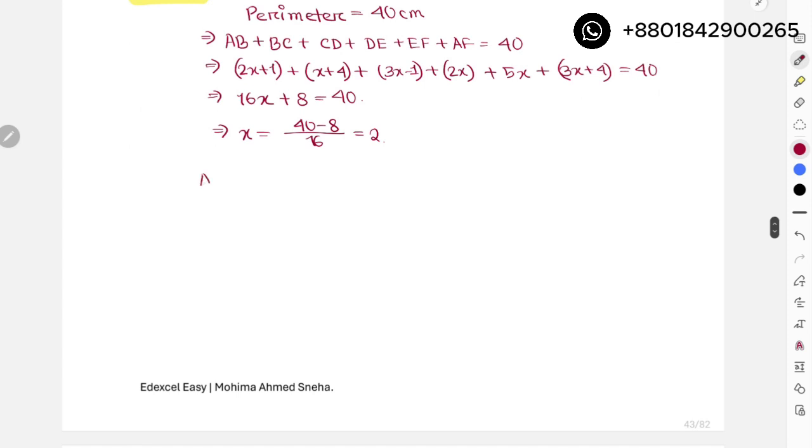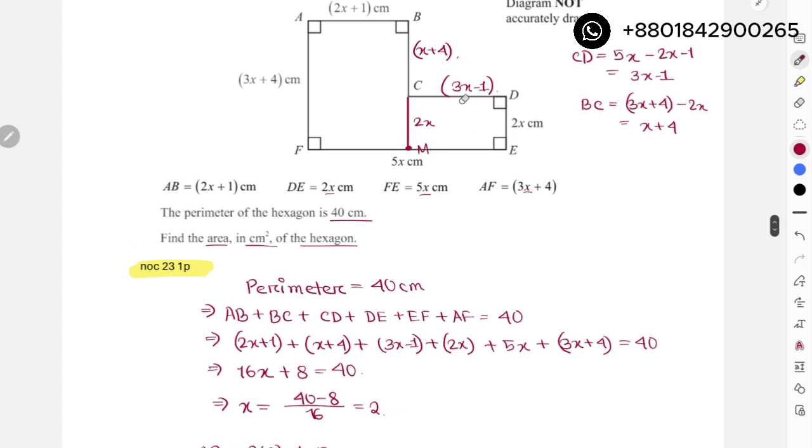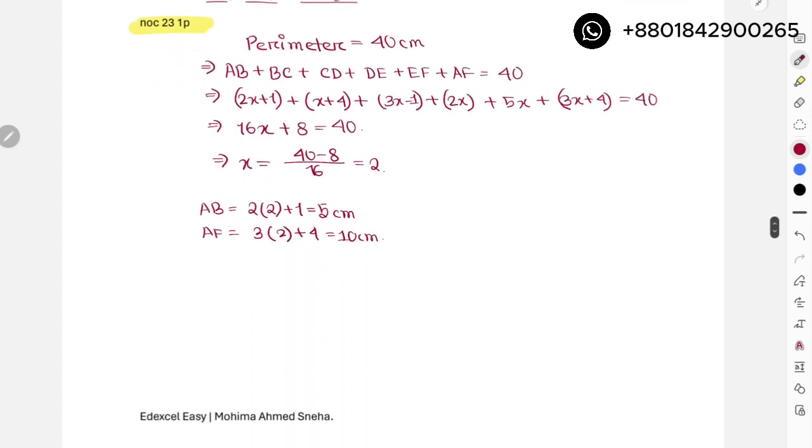So for AB, that was 2x plus 1, right? So you can get 4 plus 1, that is going to be 5 centimeters. And for AF, that was 3x plus 4, so 6 plus 4 is going to be 10 centimeters. For the smaller rectangle, we have 3x minus 1 and 2x. So again, for CD, we have 6 minus 1, that is just going to be 5. And DE is going to be 2x, that's just 4, right?